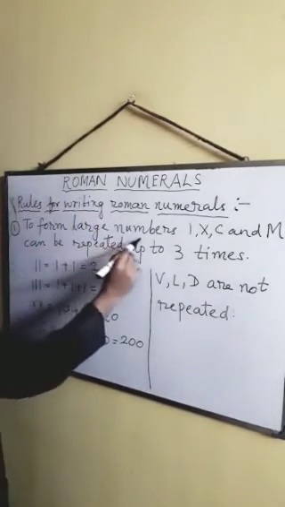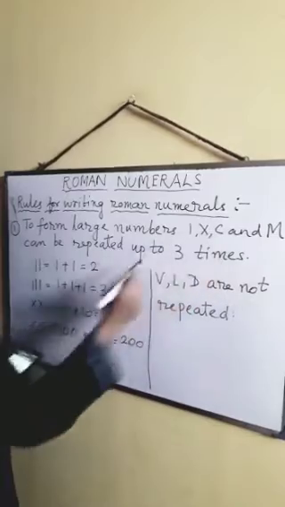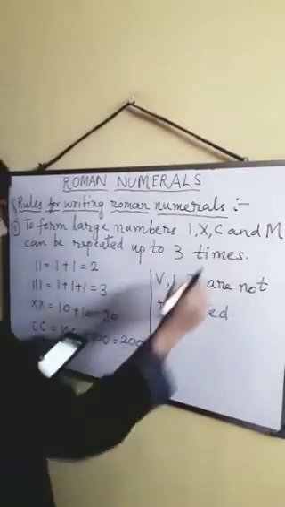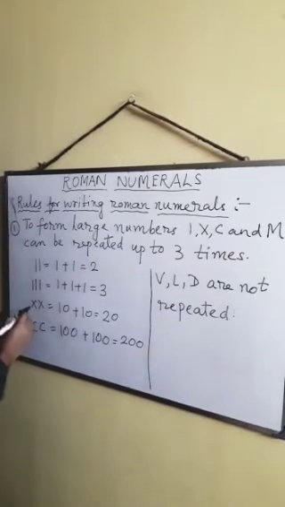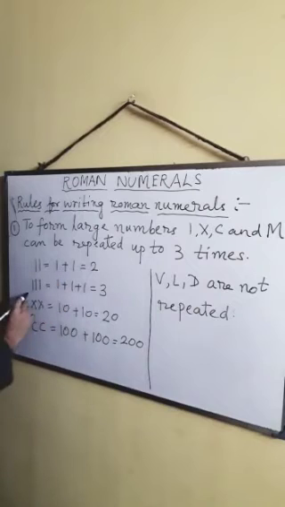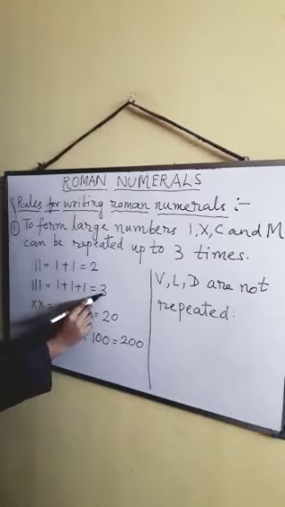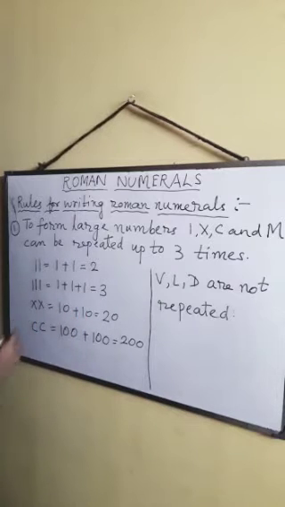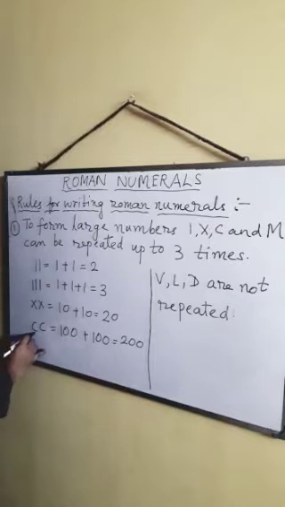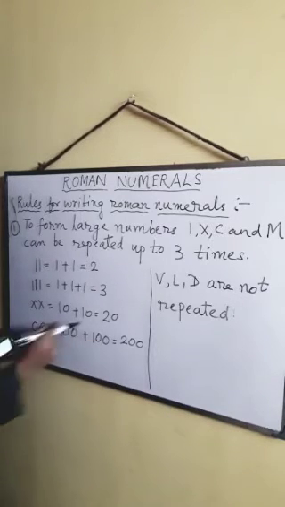To form large numbers, I, X, C and M can be repeated only up to 3 times. You cannot use these alphabets more than 3 times. Likewise, II is equal to 1 plus 1, that is 2. III, that is 1 plus 1 plus 1, is equal to 3. XX means 10 plus 10, that is 20. CC stands for 100 plus 100, that equals 200.